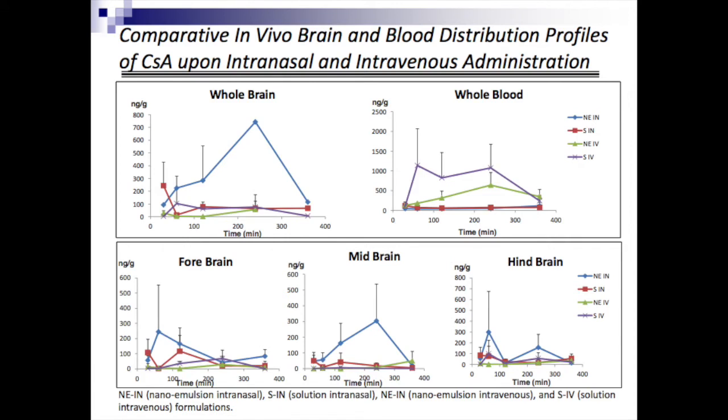We then went to test whether we could actually get the peptides, in this case cyclosporine, into the brain and compare the brain distribution when the cyclosporine is administered intranasally to the IV formulation. We wanted to see which one is better. Should we continue to work with the IV formulation or should we use intranasal? And you find that with intranasally delivered peptides, in this case cyclosporine, which is also a substrate for P-glycoprotein, you see that the intranasally delivered peptide actually gives us much higher bioavailability in the brain.